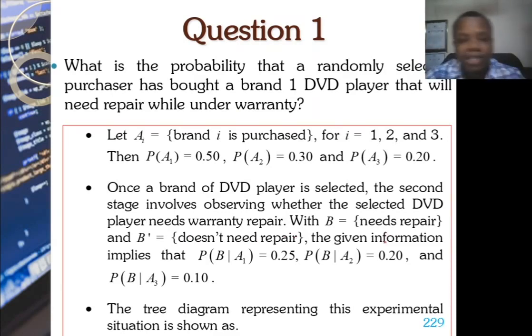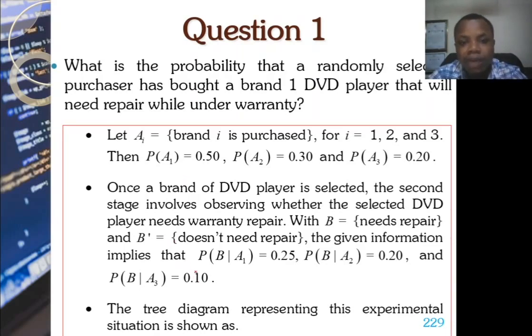So with the given information that we have from the question, we can deduce that the probability of needing a repair given that it is brand 1 will be equal to 0.25, and the probability of the brand needing repair given that it is brand 2 is equal to 0.2, and the probability that the DVD brand will need repair given that it is brand 3 will be equal to 0.1. All this information is being deduced from the question.